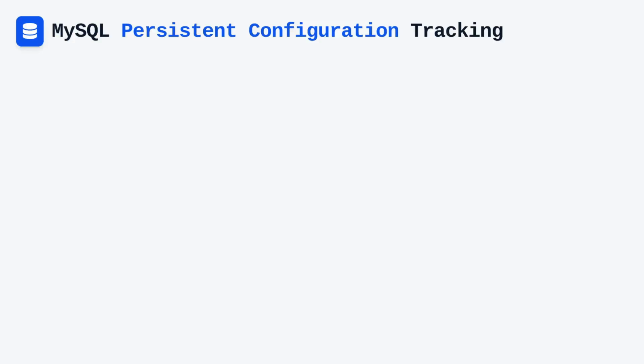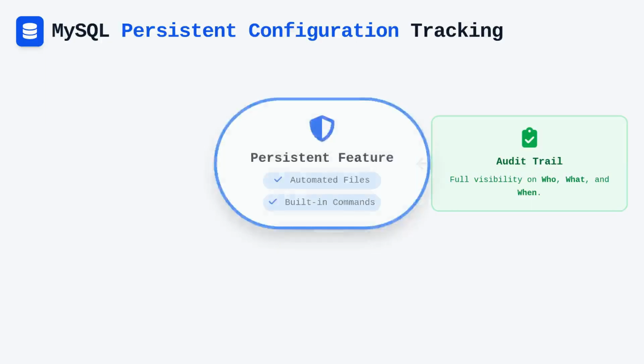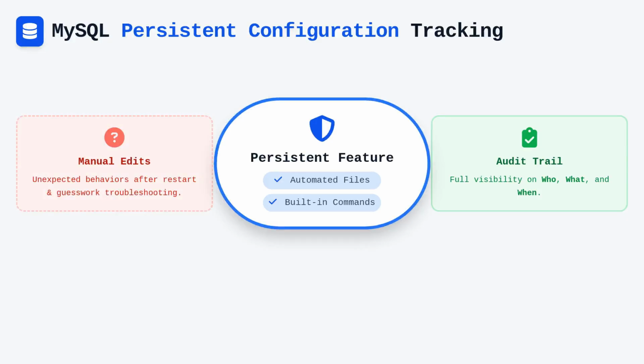Tracking configuration changes is a critical aspect of database administration, as it provides an audit trail for performance issues or security deviations. By leveraging the persistent configuration feature, MySQL maintains a record that identifies which variable was changed, by which account, and at what timestamp, keeping this metadata within the server's automated configuration files.